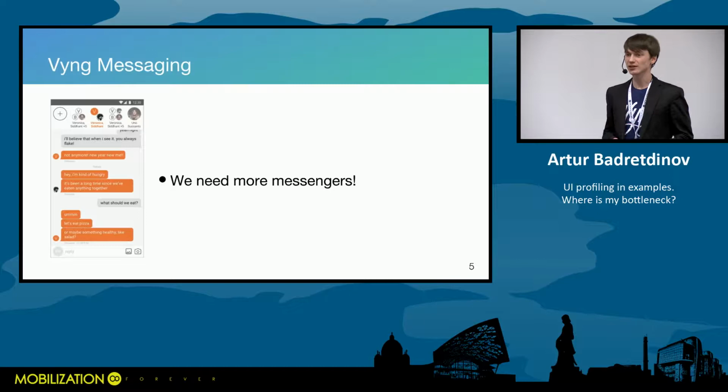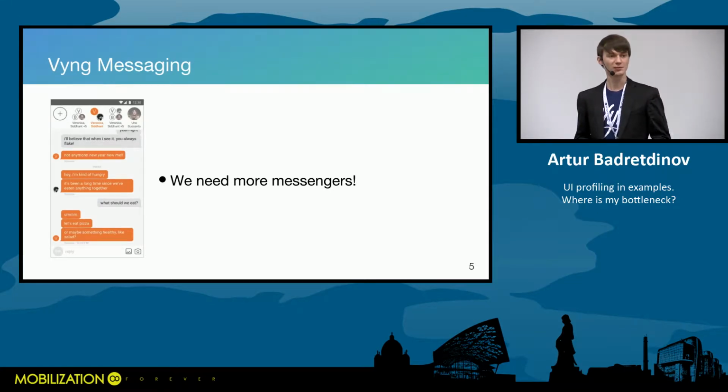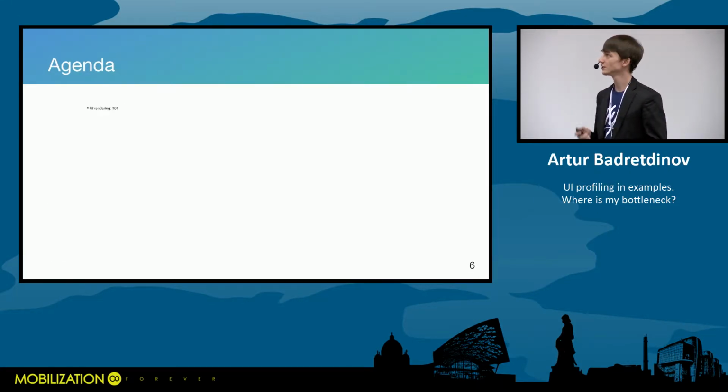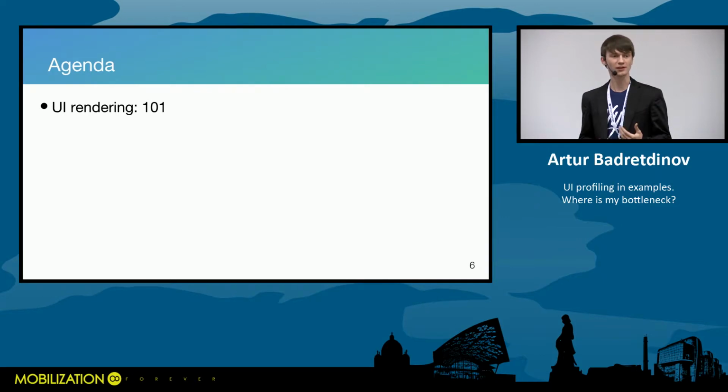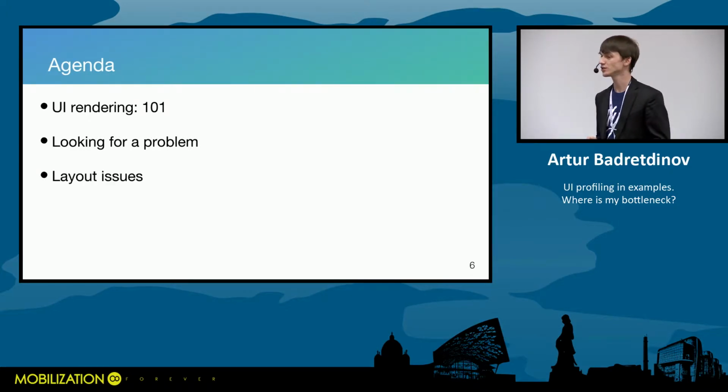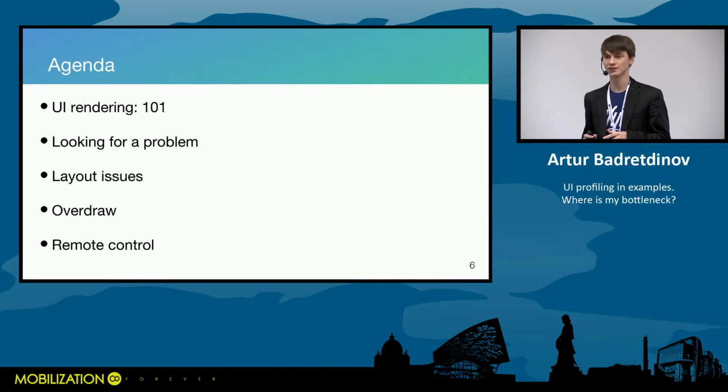The example will be on the simple app that we've developed. It was Wing messaging, and today we'll cover a little bit about how Android renders views, how you can understand if you have some problems or not, what the layout issues are that you can run into, what the overdraw problem is, and how to understand if it works well on devices of your final users.